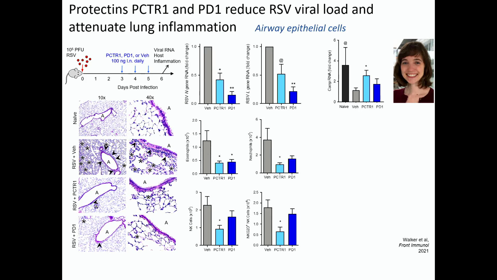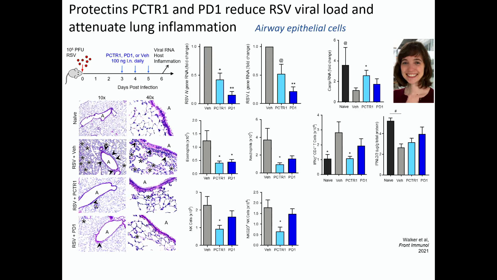Cathelicidin, from naive in black to the vehicle-exposed animals in gray, goes down. This antimicrobial peptide in the airway goes down in expression with infection, and it's partially restored with PCTR1 and PD1. Interferon gamma, the type 1 interferon, goes up with infection, and it's brought back down with PD1 and PCTR1. And interferon lambda, the type 3 interferon, is decreased by infection and partially increased in vivo by PD1 and PCTR1.